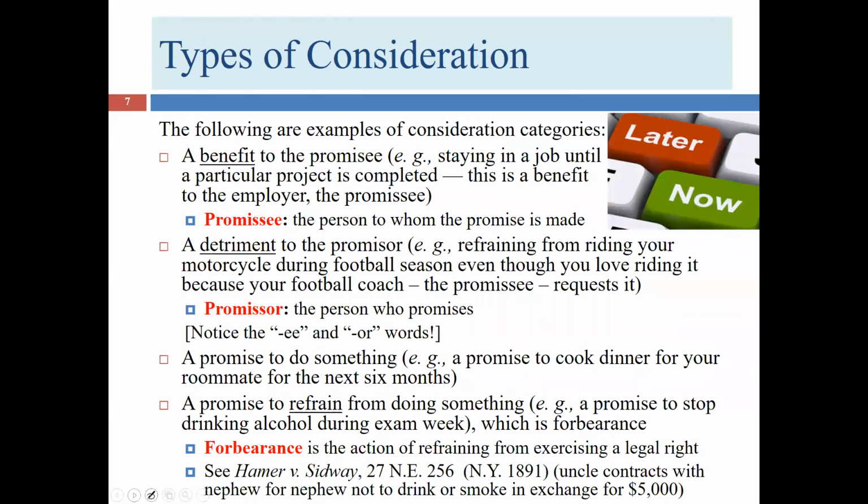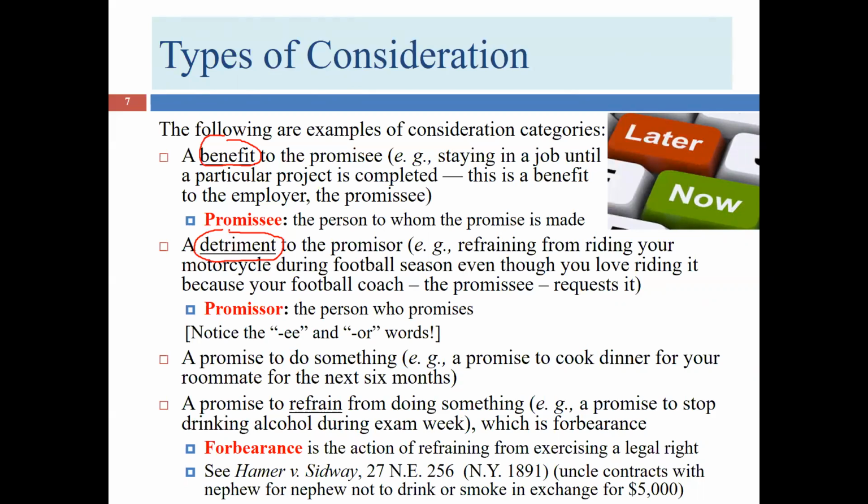Okay, so let's look at some categories of consideration. Well, we're going to look at benefit and detriment. Most of the time, in my experience at least, when we're talking about consideration, each one of the items of consideration typically will be a detriment to the person providing it and a benefit to the person receiving it.